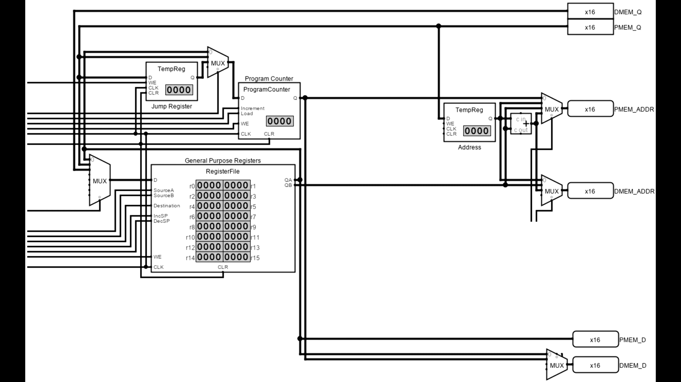In the next part of this series, I intend to have at least the second stage of the pipeline completed, as well as the arithmetic logic unit, the multiplier, and the divider in place.